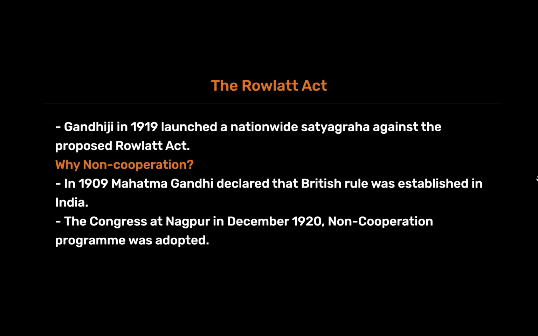Why non-cooperation? In 1909 Mahatma Gandhi declared that British rule was established in India with the cooperation of Indians, and had survived only because of this cooperation. If Indians refused to cooperate, British rule in India would collapse within a year, and Swaraj would come. At the Congress session at Nagpur in December 1920, a compromise was worked out and the non-cooperation program was adopted.